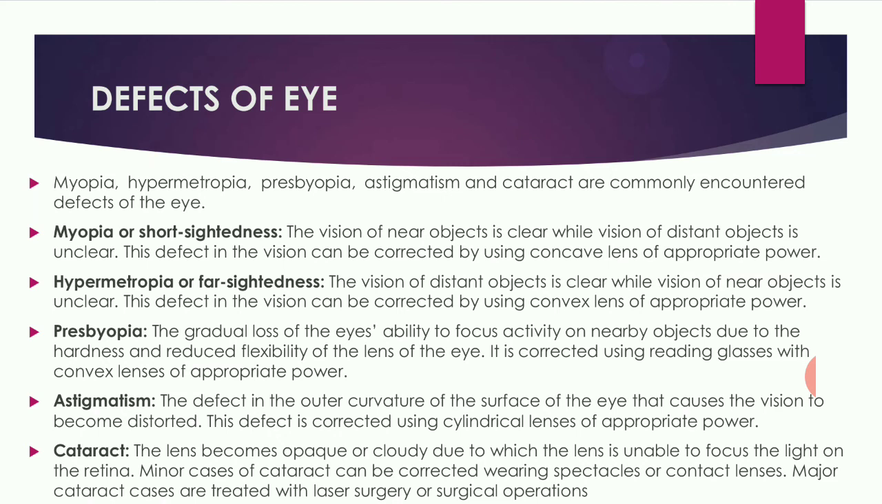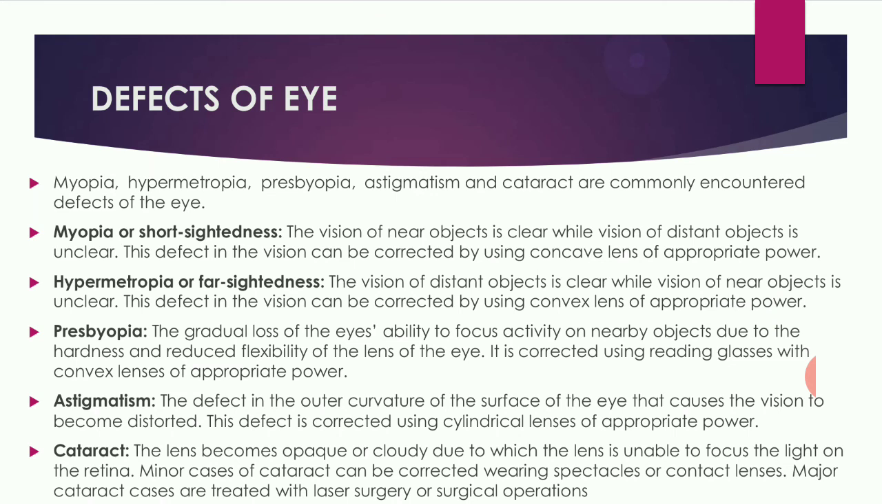Hypermetropia. In this, the vision of the distant object is clear, but the vision of the nearer object is not clear, and this defect can be corrected by using a convex lens.